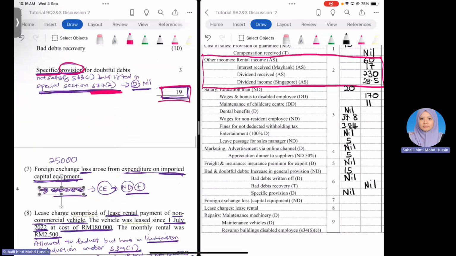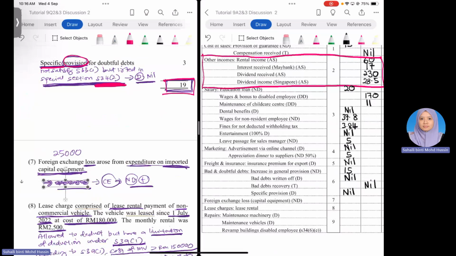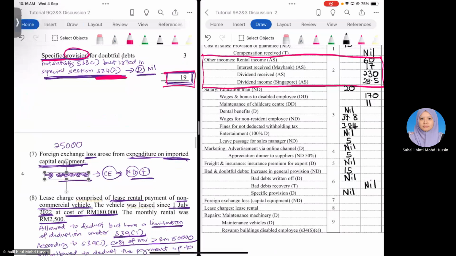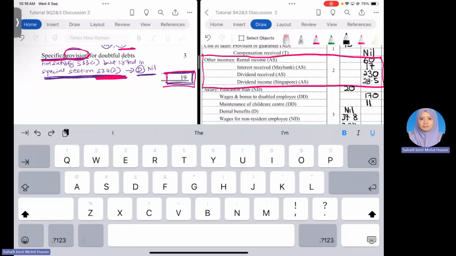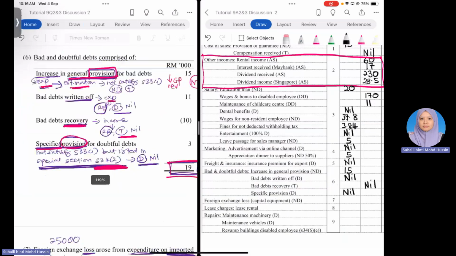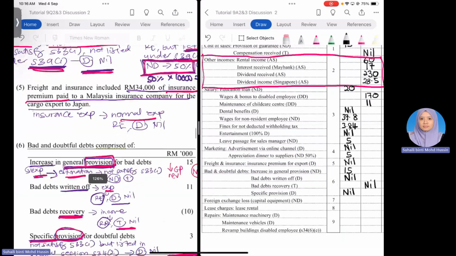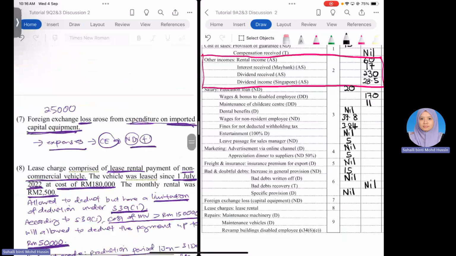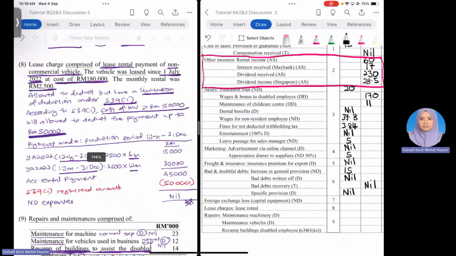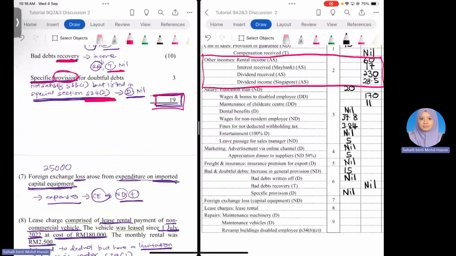So this is expenses and losses, right? We have to check whether the loss is related to revenue expenditure or capital expenditure. It's clearly stated that these expenses are related to capital expenditure. Why? Because you import the capital equipment, so that you get the loss, right?